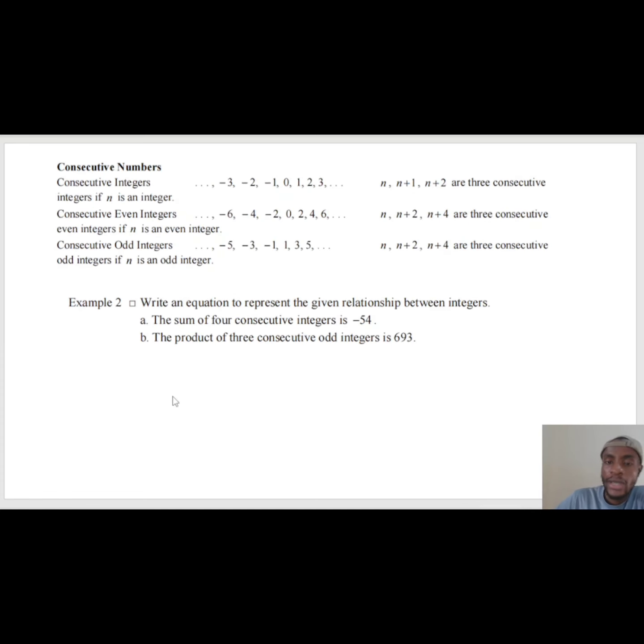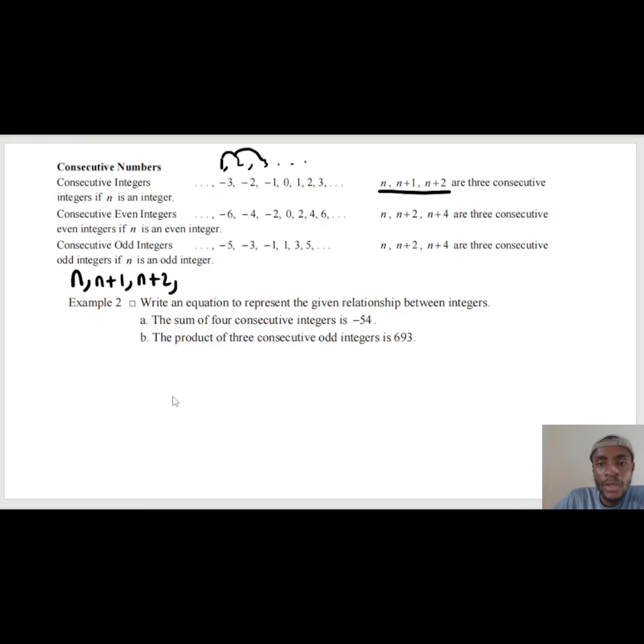Now, what are consecutive numbers? Numbers that follow themselves. So from 1 to 2 to 3, like that. So let's say if the first number is n, then the next one has to be n plus 1 because they are consecutive. The difference between them must just be 1. Plus 1 gives us 2, plus 1 gives us 3, like that.